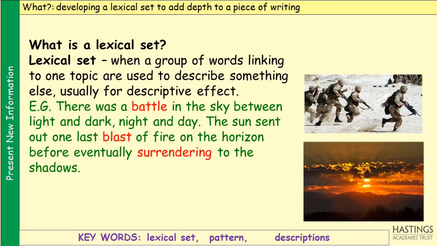So what is a lexical set? Now, for anyone who doesn't know, it is when a group of words linking to one topic are used to describe something else, usually for descriptive effect. So we've got a good example here. There was a battle in the sky between light and dark, night and day. The sun sent out one last blast of fire in the horizon before eventually surrendering to the shadows. As you can see, all the words highlighted in red are linked to war. So even though we're describing this sunrise, actually it's linked as almost like a battle between night and day. So it's really helped enhance the descriptions.